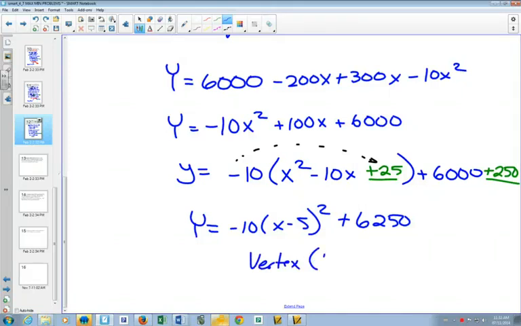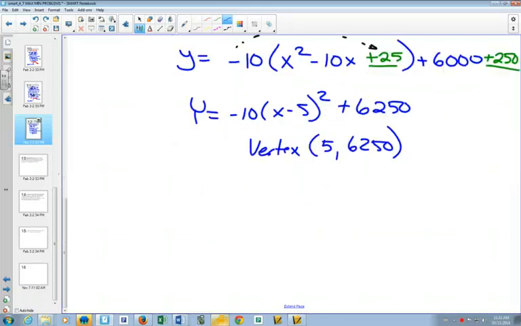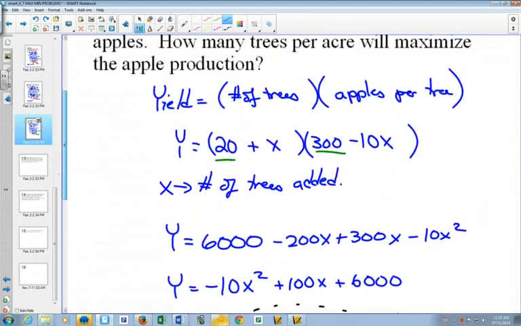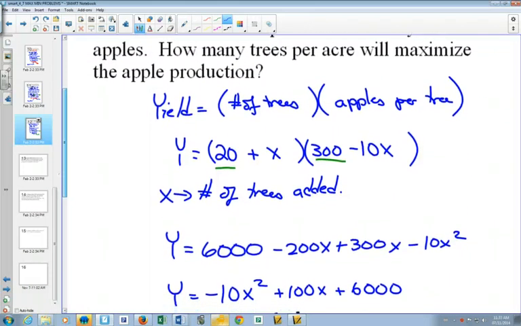So our vertex is 5, 6250. Again, I like to label these things. This is going to be our maximum yield because it's our y value, and our y in this case stood for yield. This is the x that's going to get that. If we go back, what does x stand for? Number of trees added. So how many trees per acre are we going to have?